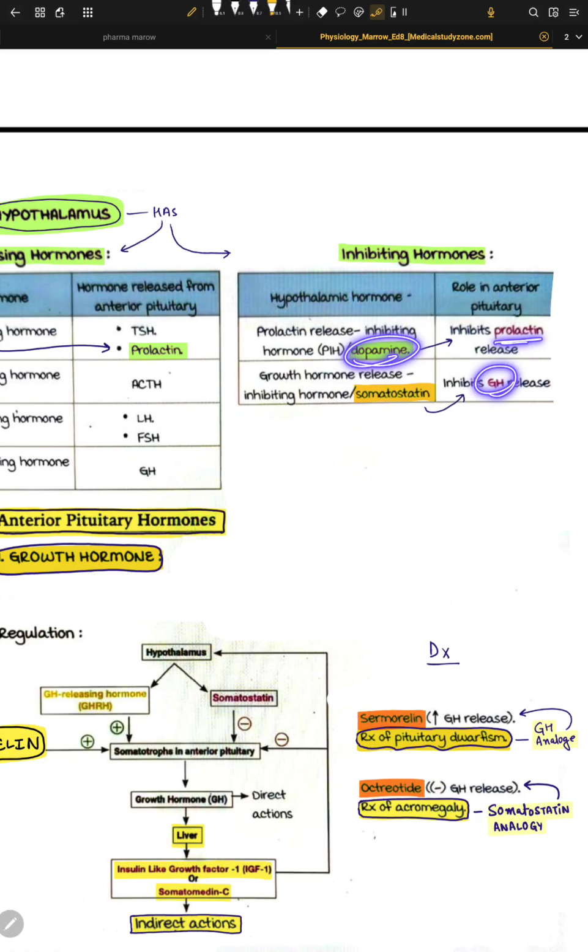And for GH, if you have a lot of GH, then you will have some sort of malformation, so we need brakes. The brake of GH is called somatostatin, or growth hormone releasing inhibiting hormone. Prolactin release inhibiting hormone is called PIH, or dopamine.